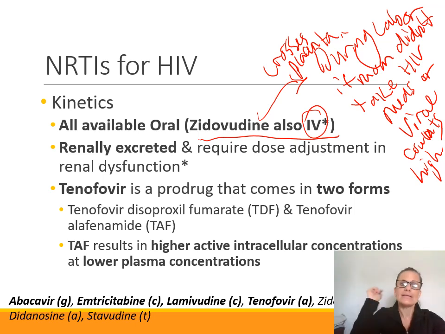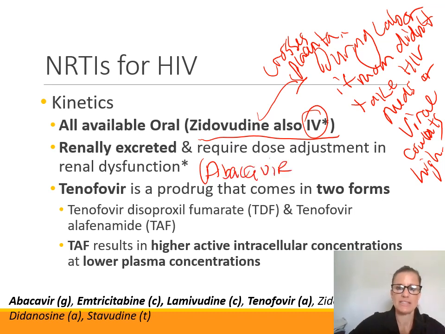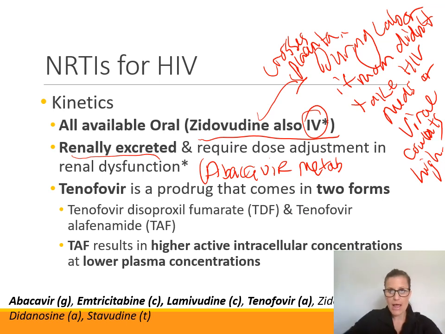All of them except abacavir are renally excreted. So abacavir is metabolized. They're all renally excreted and they require dose adjustment in renal dysfunction, except for abacavir. Abacavir is metabolized, but it's metabolized by non-CYP enzymes.